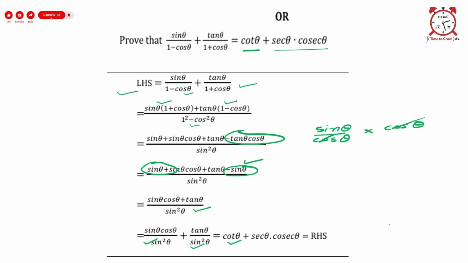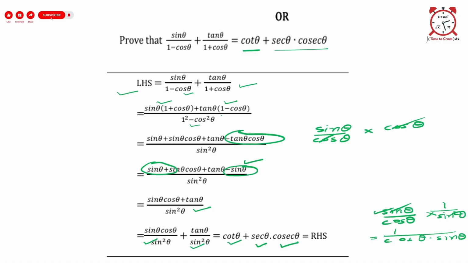And here again I am writing tan theta equal to sin theta upon cos theta, and in the denominator sin square theta. So again here 1 sin theta cuts. So what remains is 1 upon cos theta into 1 upon sin theta. So we know that 1 upon cos theta equal to sec theta and 1 upon sin theta equal to cosec theta. This simplification I wrote for the second term.